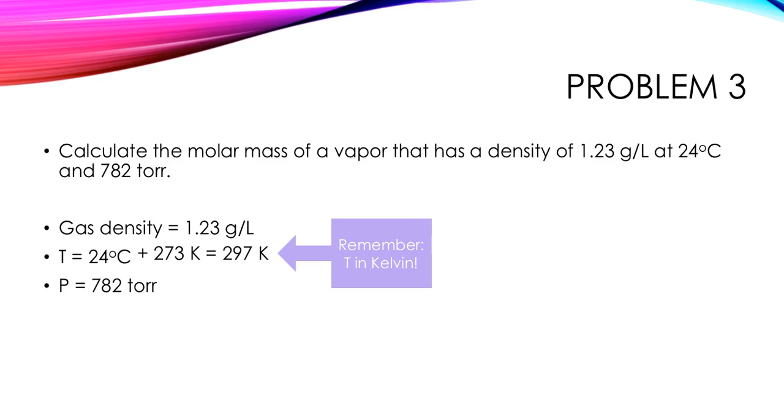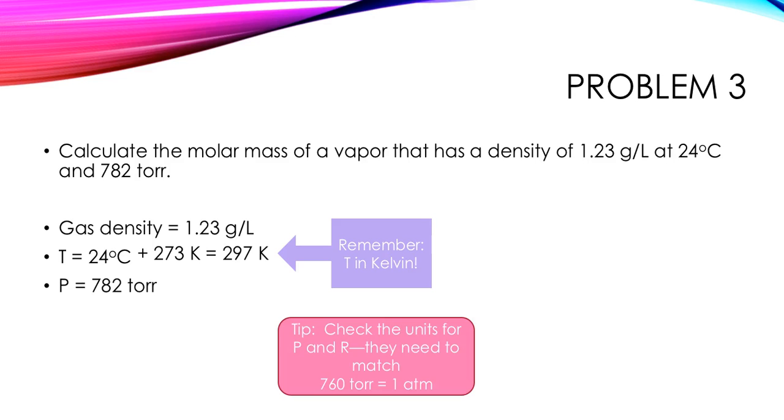We're given a pressure in torr, and much like in our previous problem, we need to make sure our units all match. So let's convert our torr to atmospheres. Again, we have 760 torr in an atmosphere, so that's an easy conversion. That works out to be 1.03 atmospheres. And we're going to use the R value in atmospheres because we chose to convert our pressure to atmospheres. At this point, we can substitute and evaluate again.